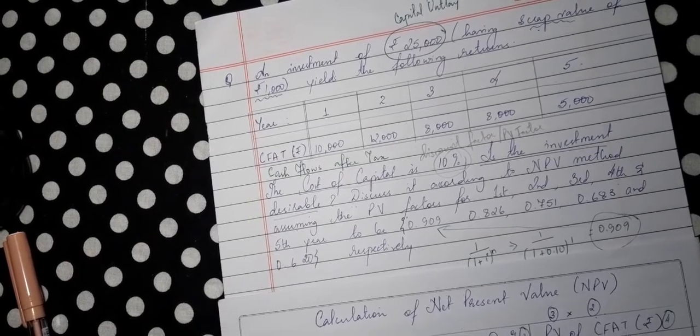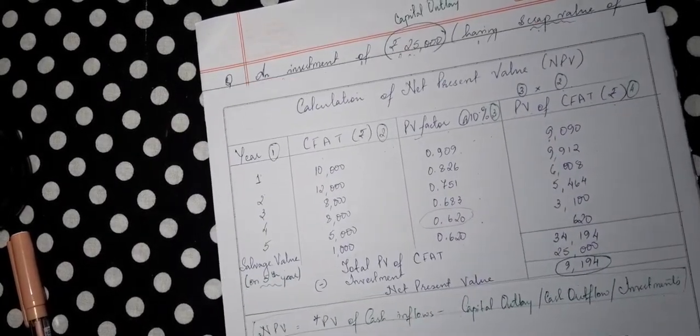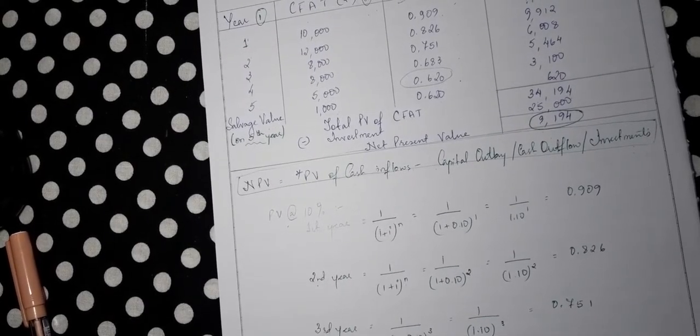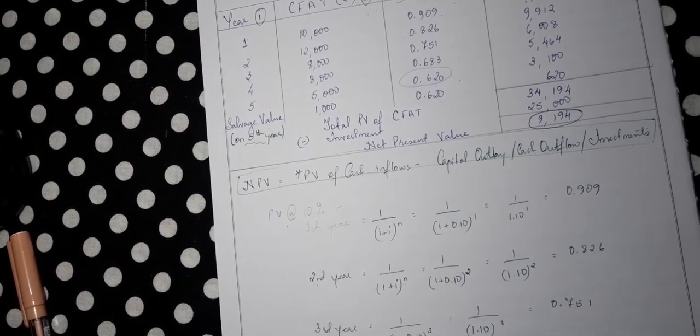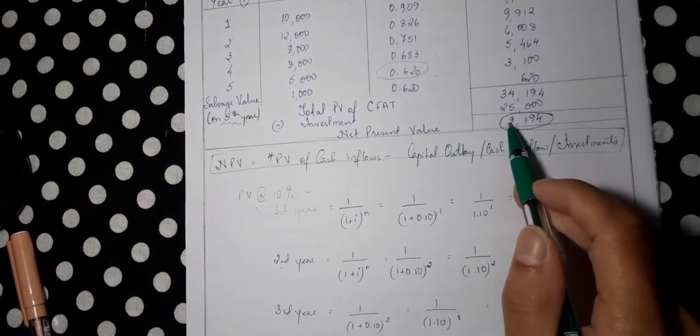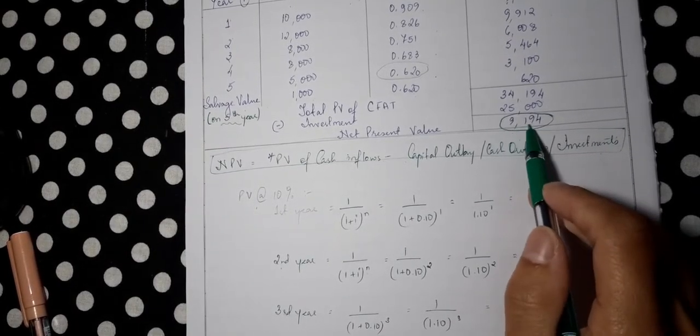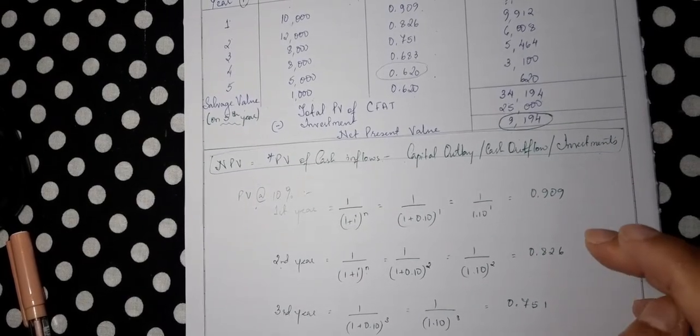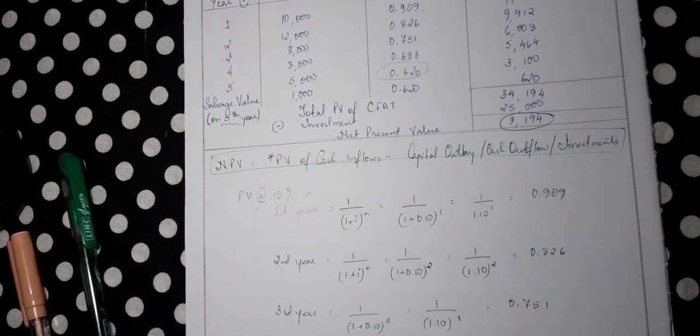net present value, the project that should be selected should always be one which is positive. Any project which has a positive NPV is desirable for the firm, and in this situation also our net present value is positive 9,194. Therefore, we can conclude that this project is desirable. So make sure we are writing a conclusion.